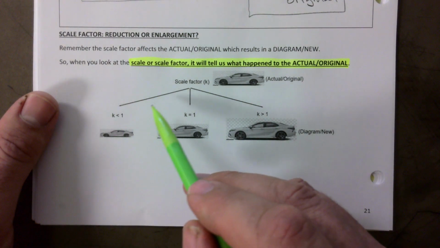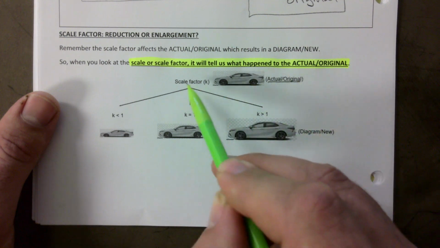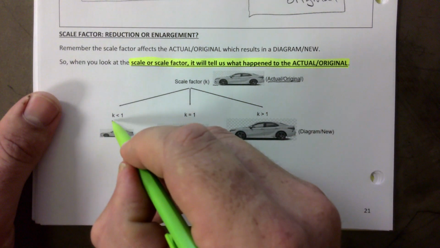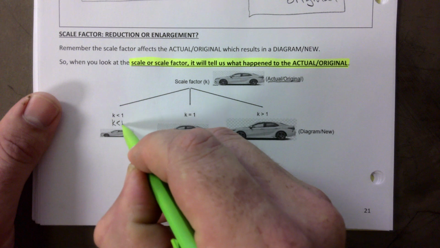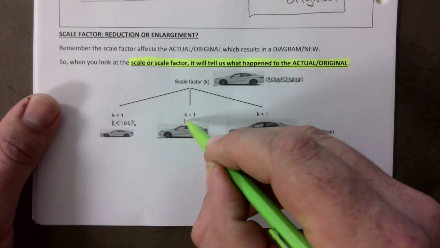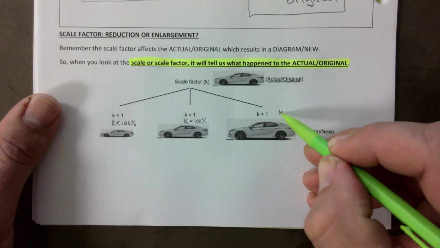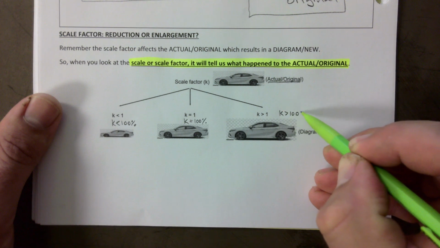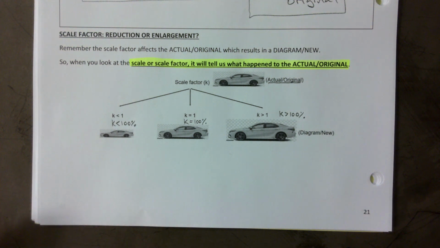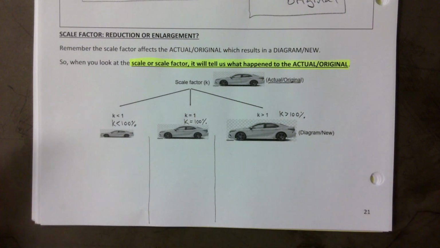So if you have the actual or the original object, and a scale factor that is less than 1 is being applied, I will also say this, K would be less than 100%. Here, K is exactly equal to 100%. Here, K is greater than 100%. So bigger than 1 or bigger than 100% is saying the exact same thing. And I'm going to break this down like this. I'm going to section it off like that.